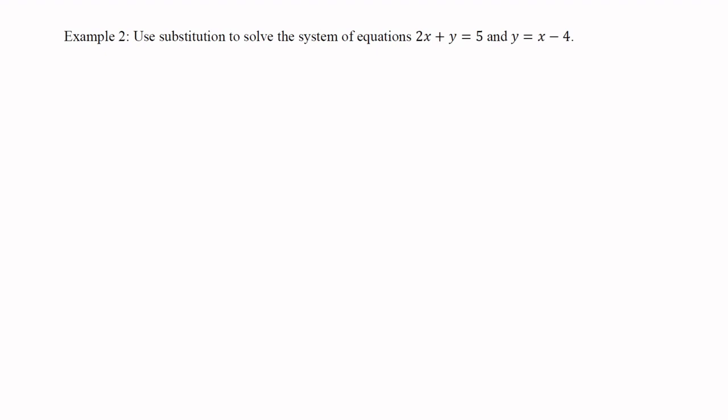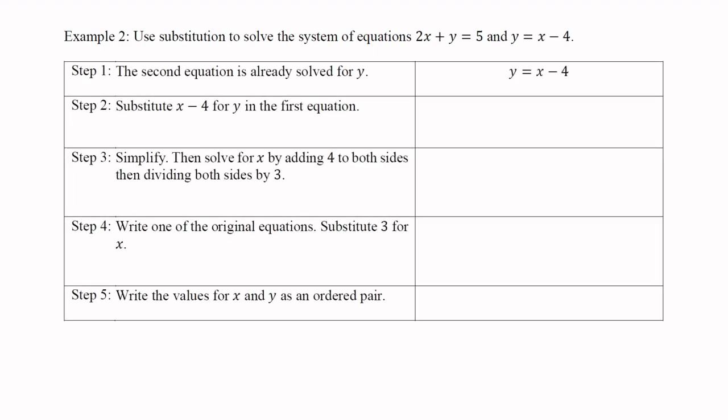Now let's look at this system. The second equation is already solved for y, so we've already got that first step under control. Our second step is to take our expression for y, which is x minus 4, and plug it into the other equation. So in this case, we are going to take y and in place of it put x minus 4. We're going to substitute that. Then we are going to simplify by combining like terms.